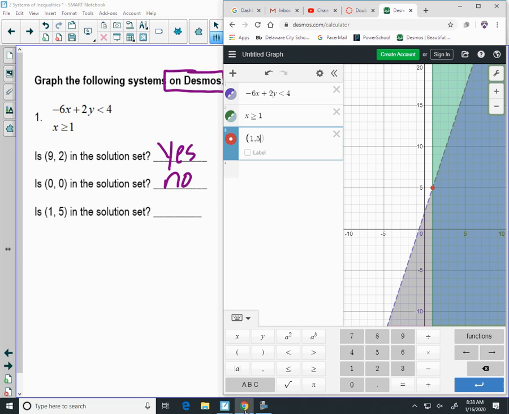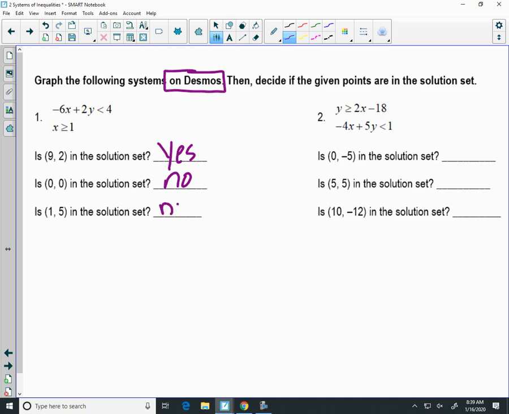I can't remember, I don't have my notes down. So it has to satisfy both equations, and that wouldn't satisfy the dotted equation because we're not including. So because it's on the dotted line, we can't include on that one. And that is tricky. I had to think about it for a second.